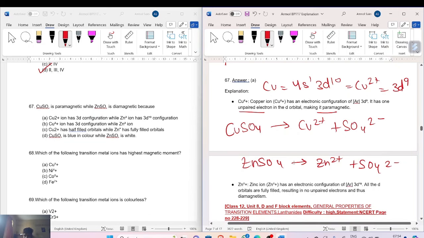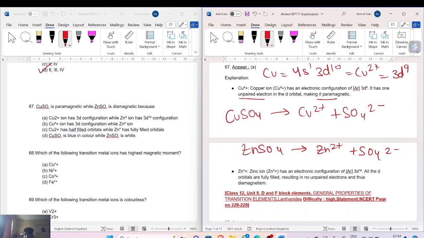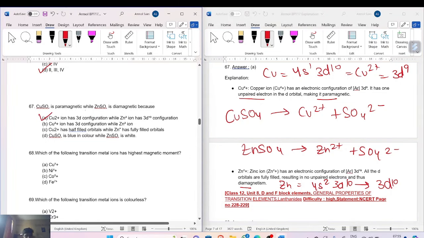For Zn2 plus, we know the electronic configuration for Zn is 4s2 3d10. When we remove 2 electrons from it, it will become 3d10. The d orbital is fully filled, so there is no unpaired electron. When there is no unpaired electron, it will be diamagnetic. So the correct option will be Cu2 plus is in 3d9 configuration, while Zn2 plus will be in 3d10 configuration.